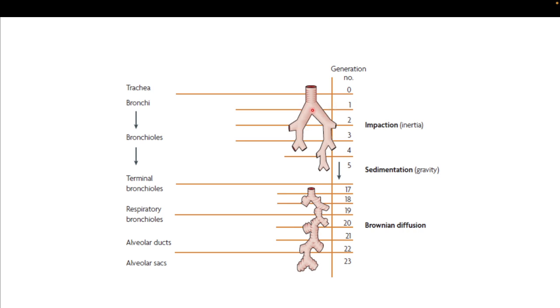First generation is where your trachea branches from here, and then you'll have several different branchings, which are then subsequently called bronchioles. Then if you have even finer branching later on, it will be called alveolar ducts, and it will eventually reach the alveolar sacs. This is where the exchange of gases happens.